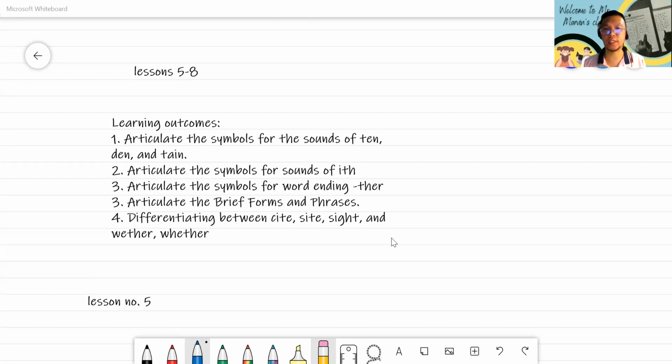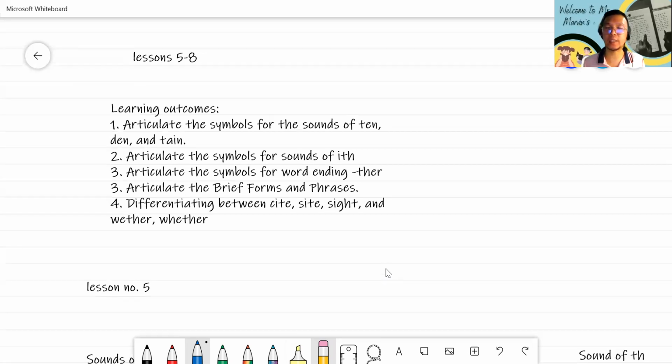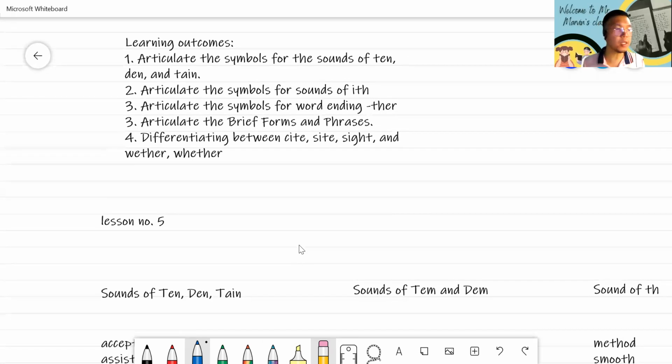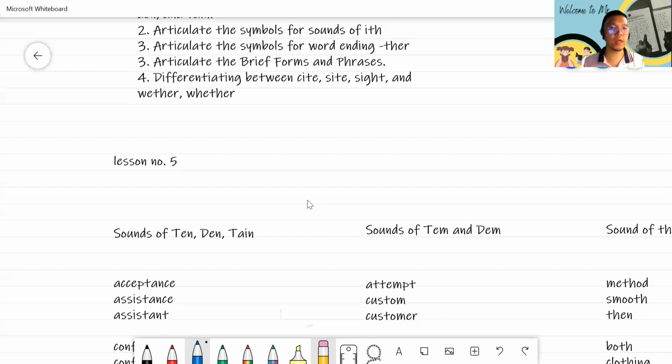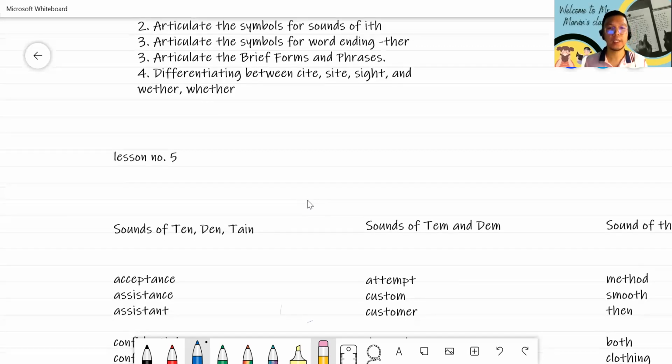Sight, the sight, and weather. Later on, we're going to look at those similar sounded words. So let's proceed. Let's have the sounds of ten, then, and tain.